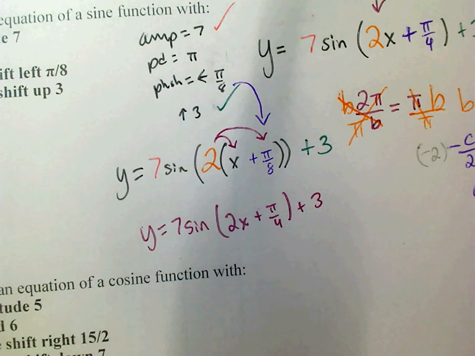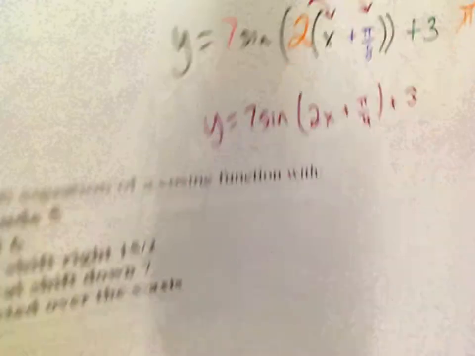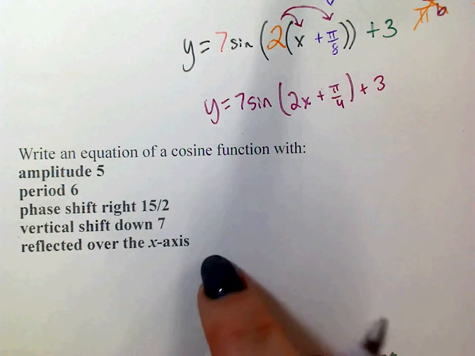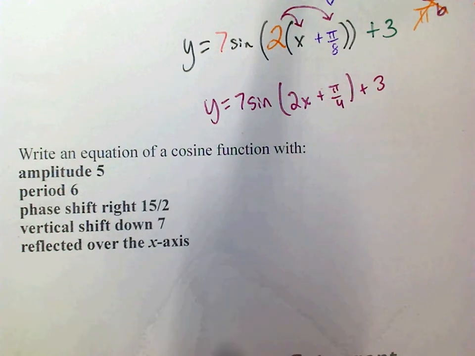So now what I want you to do is use that idea and work this problem. You and your neighbor talk it out. I want a cosine function with these transformations.